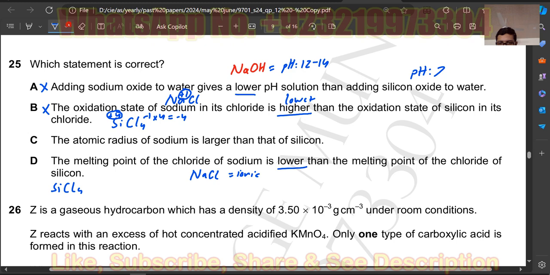So the correct option is C, because the atomic radius of sodium is larger than that of silicon. For that purpose, I can write the elements of the third period: sodium, magnesium, aluminium, and then silicon, moving across from left to right. Sodium has greater radius than magnesium, magnesium has greater than aluminium, and aluminium has greater than silicon. So sodium has a much higher radius as compared to silicon. That's why the correct option becomes C.